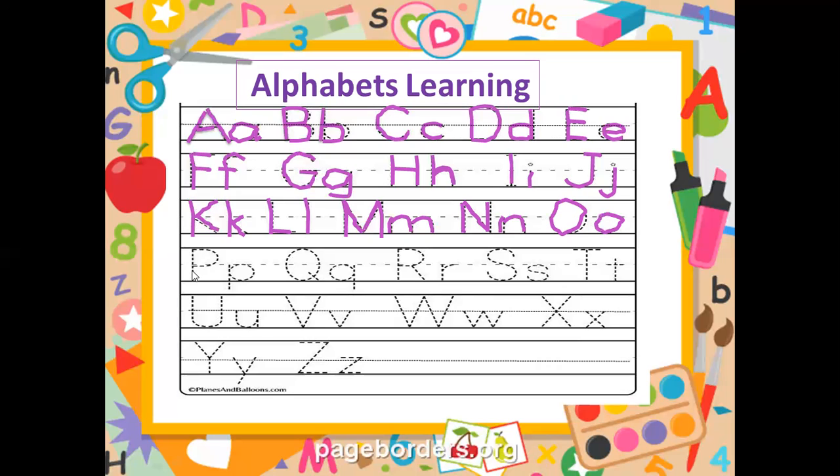Now it is the turn of letter P. How will you write the letter P? A standing line from top to the bottom and then a curve from the top to the middle. Now for the lowercase, a standing line from the middle to the bottom and a curve from the middle to the bottom. Q, how will you write the letter Q?